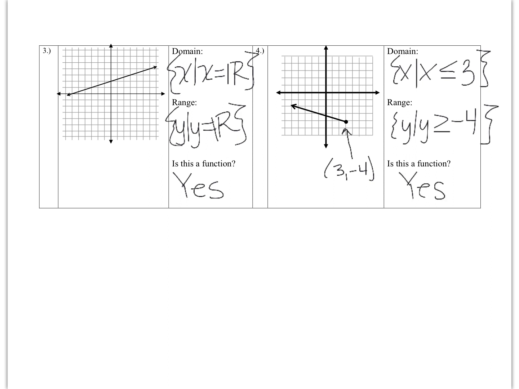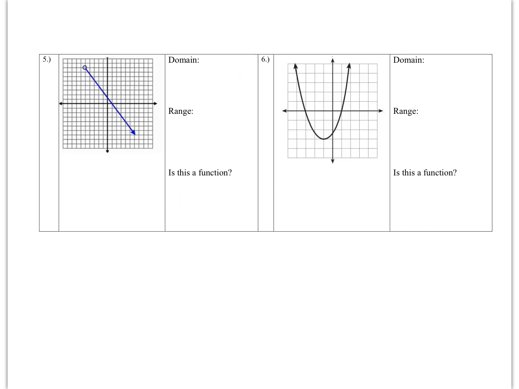Okay, now we're going to keep going. I'm going to try to hit every kind of possible question you might be asked like this. So number 5 is really similar to number 4, except now this point right here is an open dot, and this open dot is shooting to the right and down.